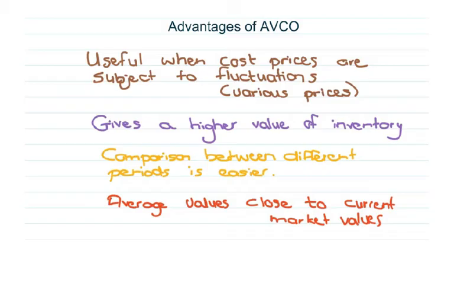Then also you will have a higher value of inventory in your balance sheet. Why is this? Remember, as you buy at new prices, the price of the old stock, or the stock that you bought at lower prices, will now increase also. So you will have a higher value of inventory in your balance sheet, so your assets will increase. Then to compare between different periods is a whole lot easier, and the average values will be close to your current market values.